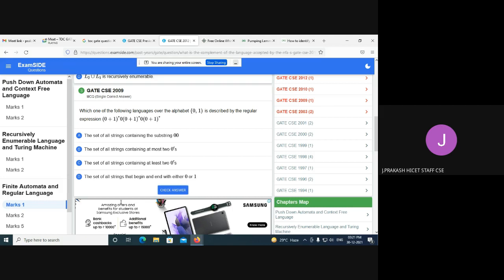We're having 4 choices. Set of all strings that contain substring 0 0. Set of all strings that contain at most 2 0s. Set of all strings that contain at least 2 0s. Set of all strings that begin and end with 0 or 1.